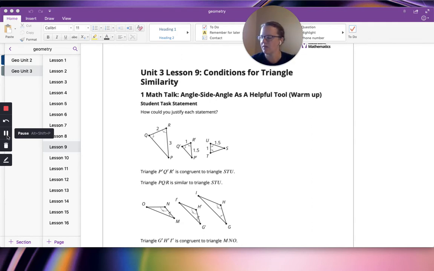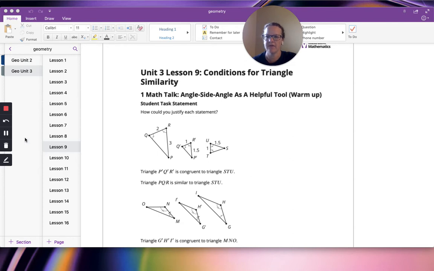We are in Unit 3, Lesson 9, and we're still talking about similarity, but now actual conditions where we can gauge whether triangles are similar or not. All right, first of all, how could you justify each statement?